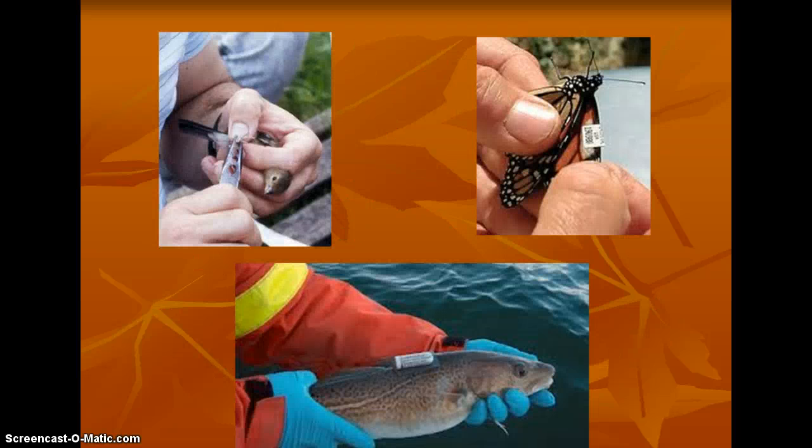So here's a few examples of tagging. You've got almost like a bracelet around the bird. Here you've got your butterfly wing, and here on your fish.